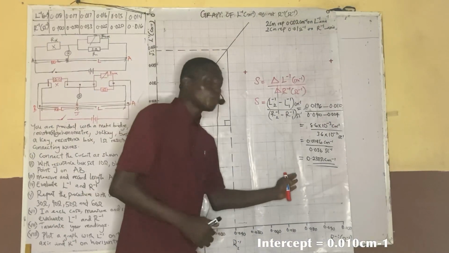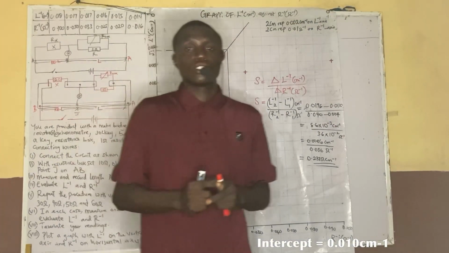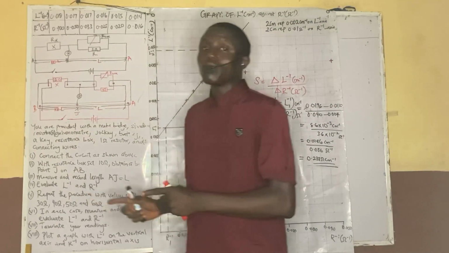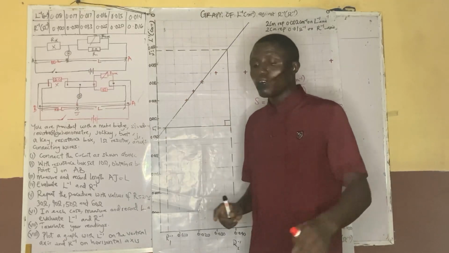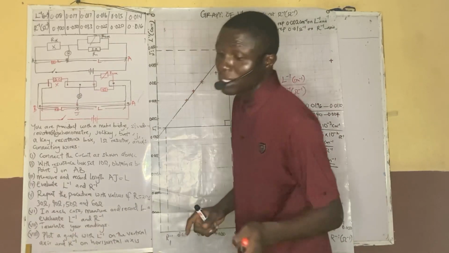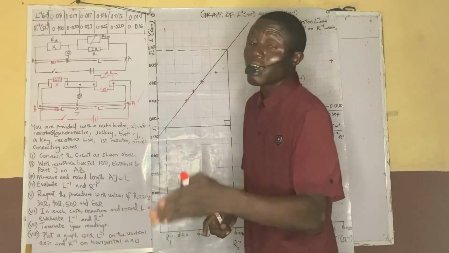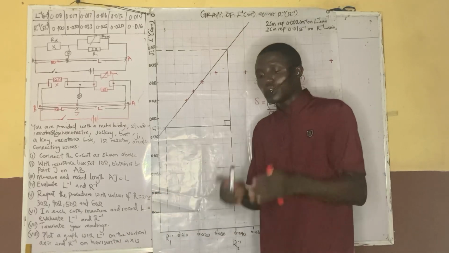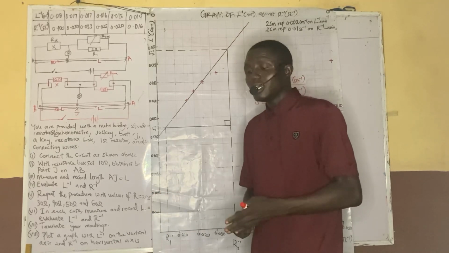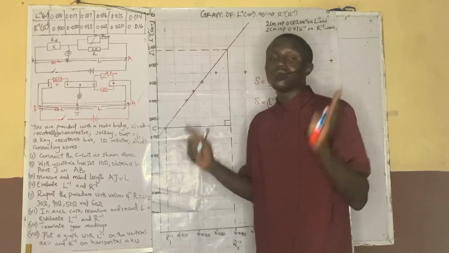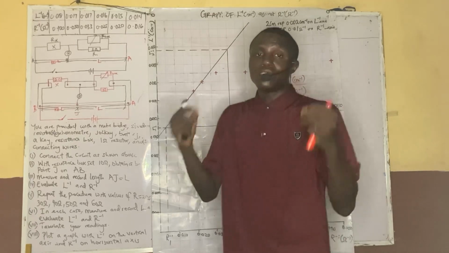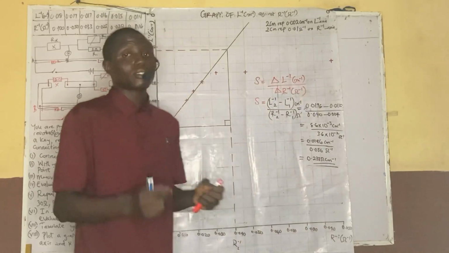Now you have gotten your slope. The next question is to take 2 precautions in obtaining this. The first is that I avoid error due to parallax when taking readings on the meter bridge and the galvanometer. I also ensure that the key is open when the circuit is not used.